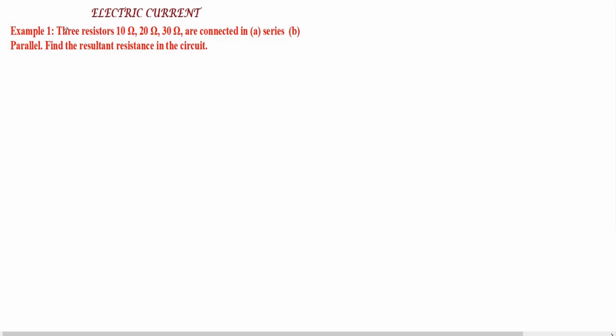So here 3 resistors are connected in both ways. One is series connection and the next one is in parallel. So we have to find out the resultant resistance in the circuit. So first write the given values. What is given?